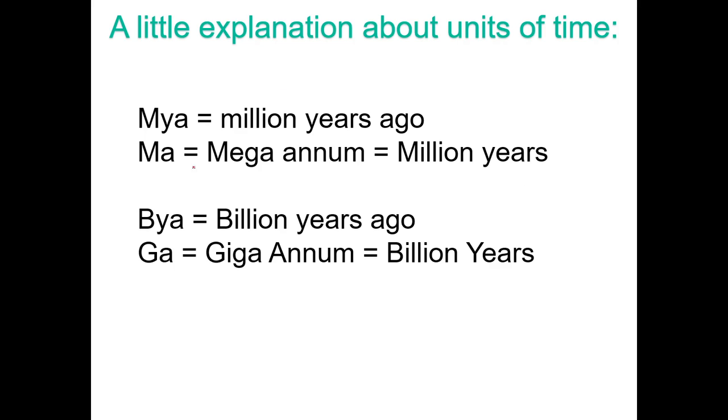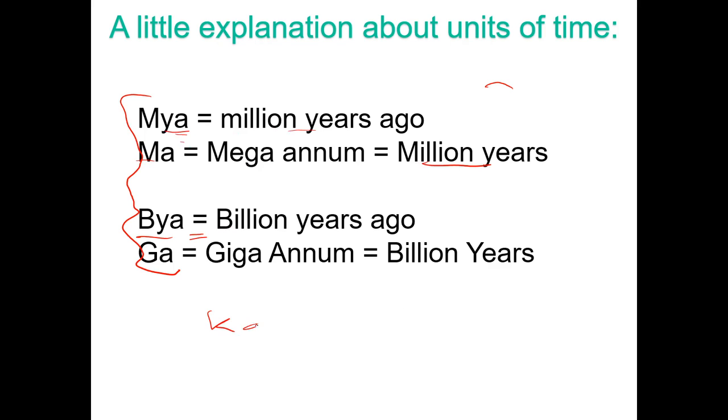So these are units that we use for time, right? And just remember, I know we covered this in like the first lecture or so, but you got to know these things, right? MYA equals millions of years ago. MA equals mega annum. It's the same as millions of years ago. So MYA equals MA. BYA is billions of years ago. GA is giga annum, which means it's the same as billions of years ago.